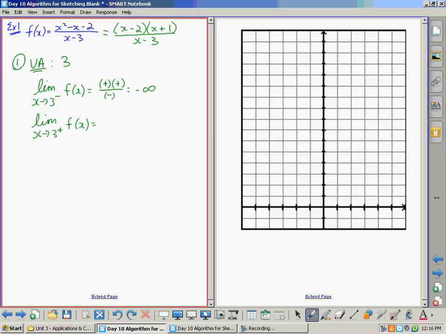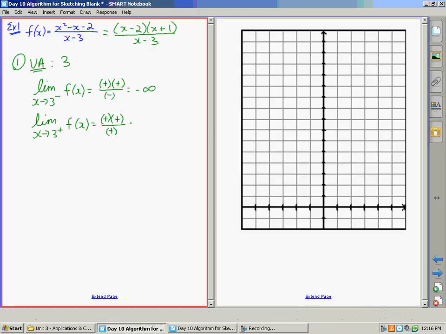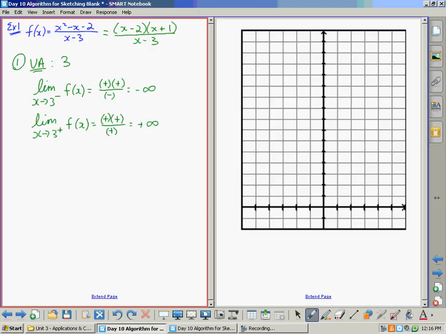Now we'll choose something just to the right of 3. So let's say 3.1. Again, minus 2 is going to make that positive. Plus 1 is still positive. And on the bottom, it's now positive. And so we have positive infinity.